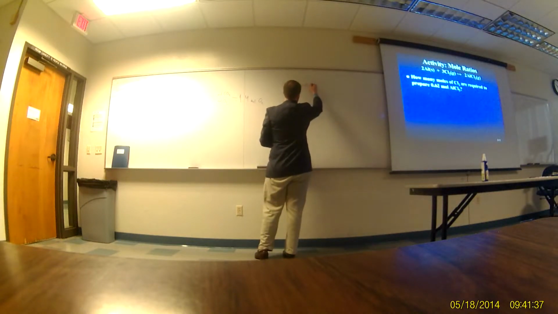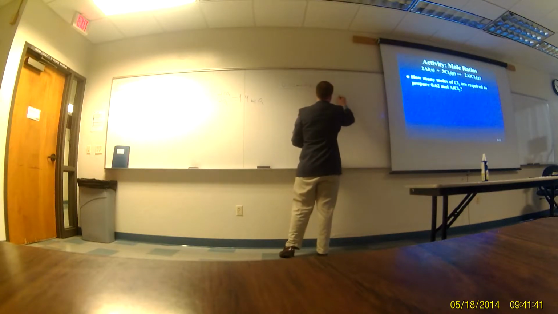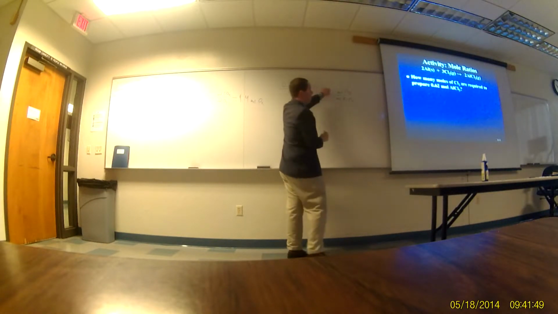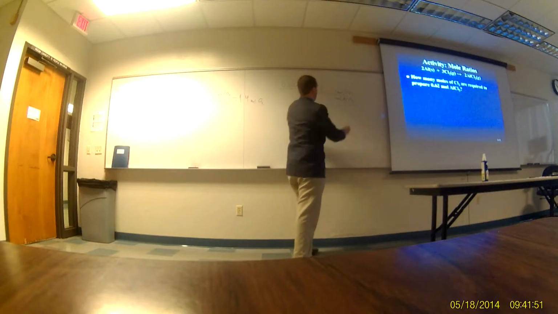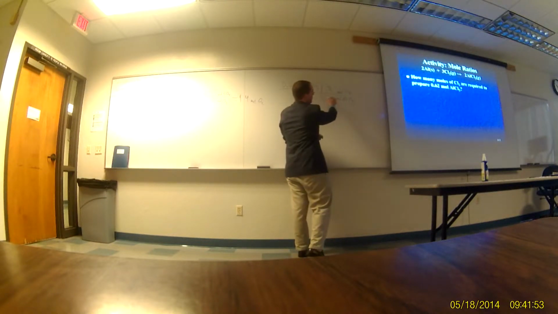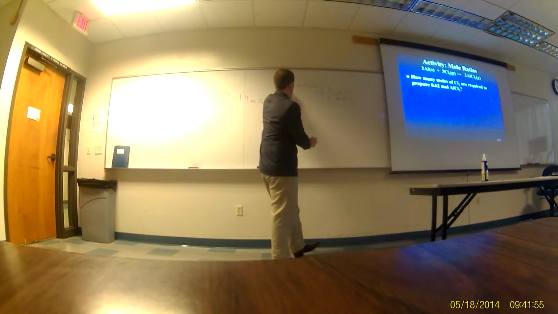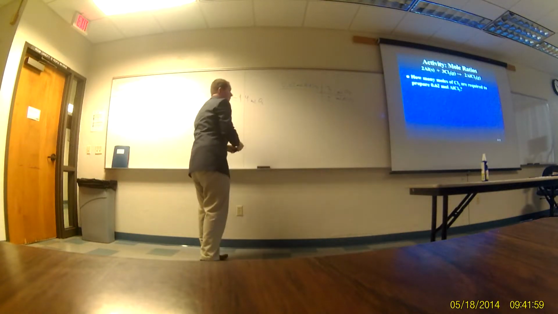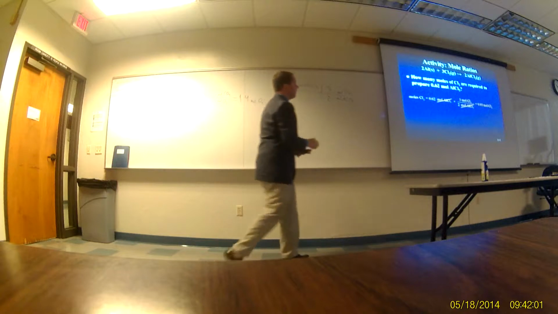moles aluminum chloride. What number goes here? 3. What number goes here? 2. 0.62 times 3 divided by 2 is 0.9.